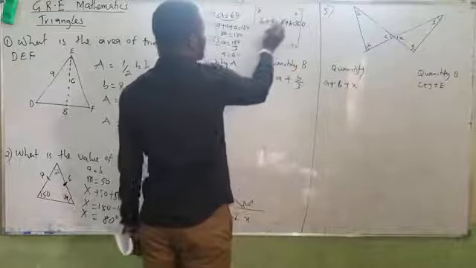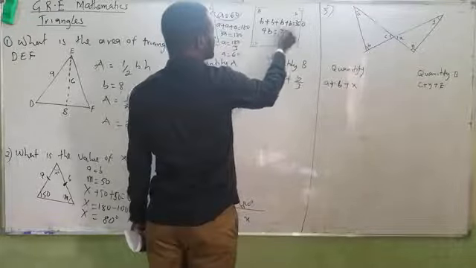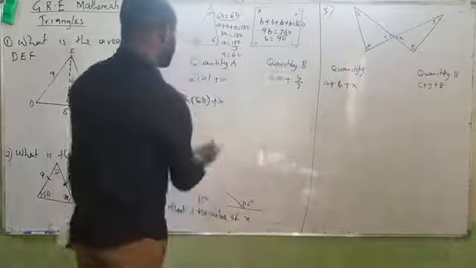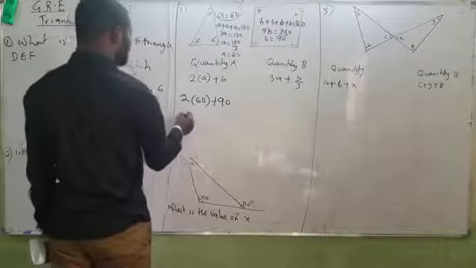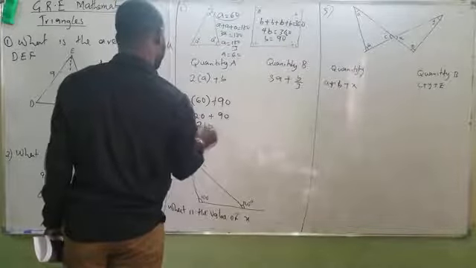Think of that. 1, 2, 3. I have 4 B's equals to what? 360. Now, it means my B equals to 90. And this will be equals to 120 plus 90, which is going to be 210 degree.